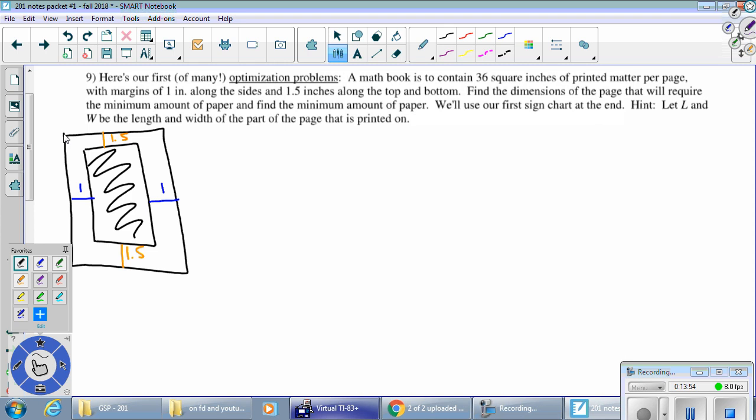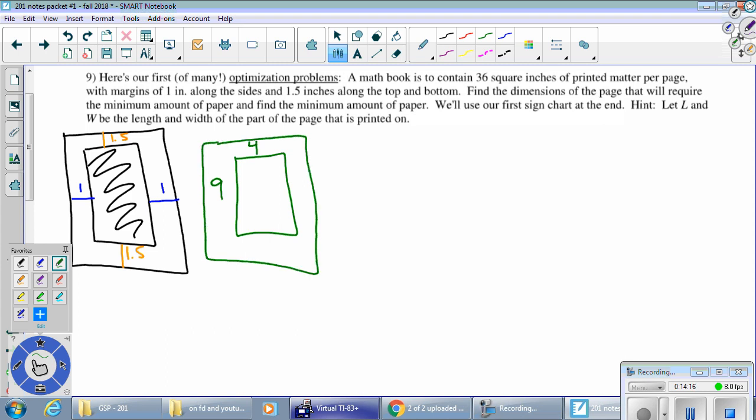That's the margin. And so it says that we want to find the dimensions of the page that will require the minimum amount of paper. So let's be clear. We're trying to get 36 square inches of printed matter. So for example, one possible way to get 36 would be like a 9 by 4. And then you add your inch along the sides, 1.5 inches around the top, etc. But there's lots of ways to get 36, right? Maybe I go a little bit taller. I'll do like a 12 and a 3, something like that.